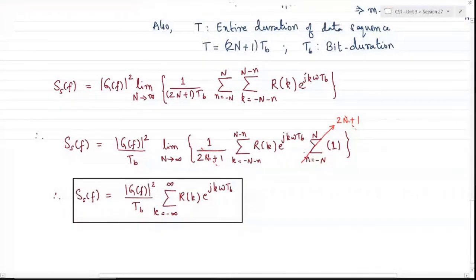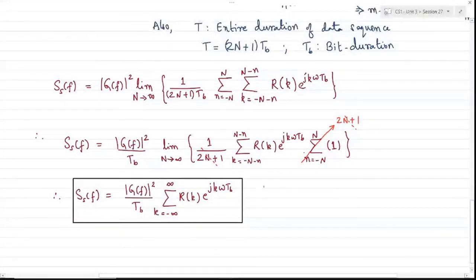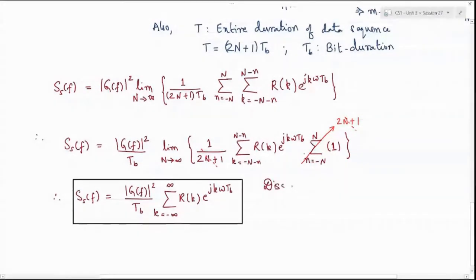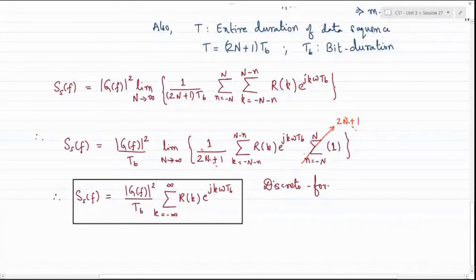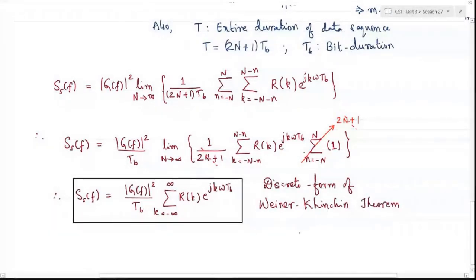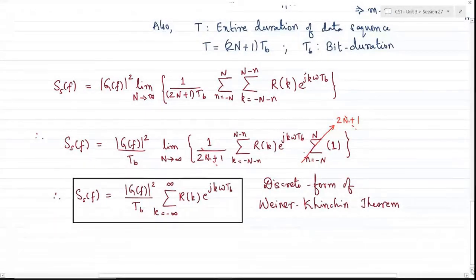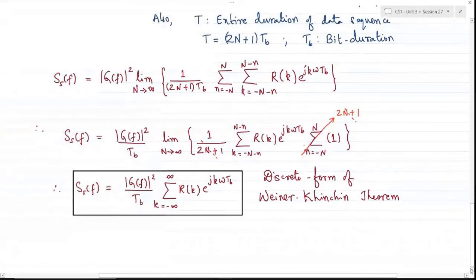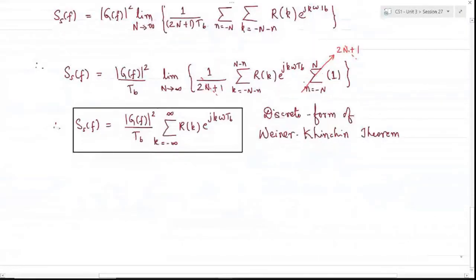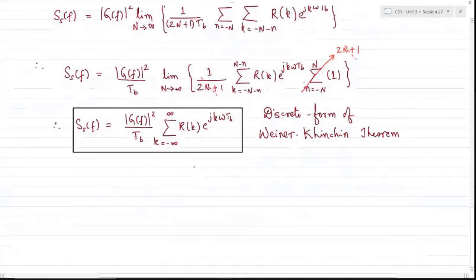Okay, so this is well known as the discrete form of Weiner Khinchine theorem. We have studied this Weiner Khinchine theorem, where there was a relation between power spectrum density and autocorrelation function that we expressed in unit 1 as a pair of Weiner Khinchine quantities. But this is actually known as the discrete form of Weiner Khinchine theorem.